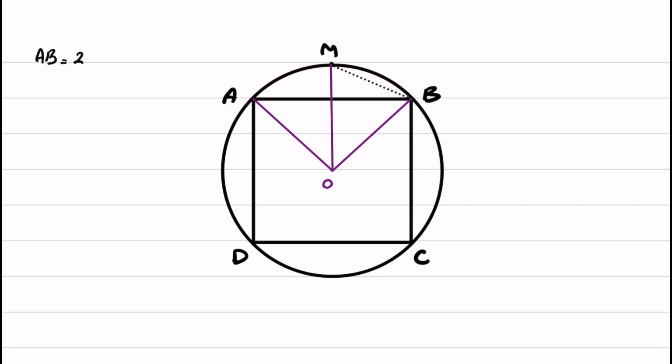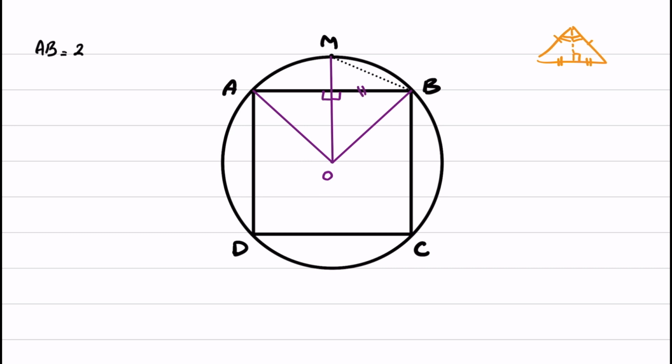I'm gonna use one hint in this solution, and the hint says in an isosceles triangle, the angle bisector is the altitude and also the median. So if OM is the angle bisector of this angle and OA and OB are equal to each other, OM is the altitude, we have a right angle here, and also these sides are equal to each other. AB is given as 2 in the question, so these sides are 1.